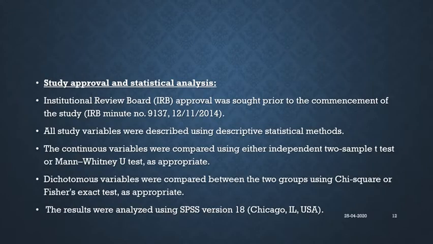Study approval and statistical analysis. Institutional Review Board approval was sought prior to the commencement of the study. All study variables were described using descriptive statistical methods. The continuous variables were compared using either independent two-sample t-test or a Mann-Whitney U test as appropriate. The dichotomous variables were compared between the two groups using the chi-square or Fisher's exact test as appropriate. The results were analyzed using SPSS version 18.